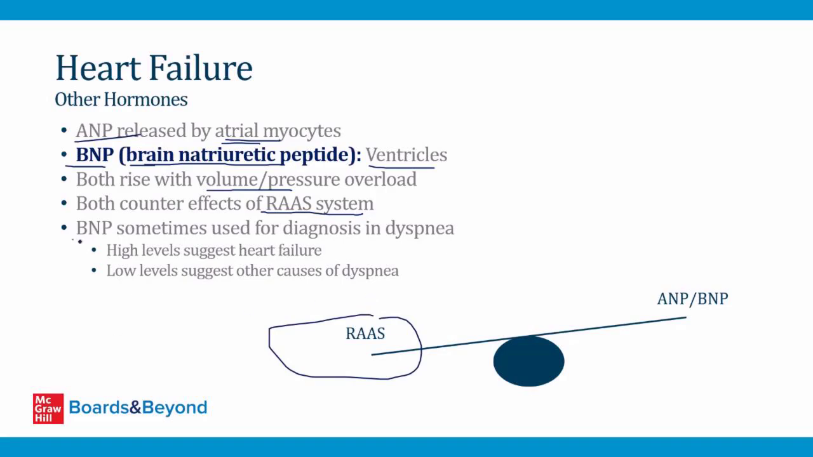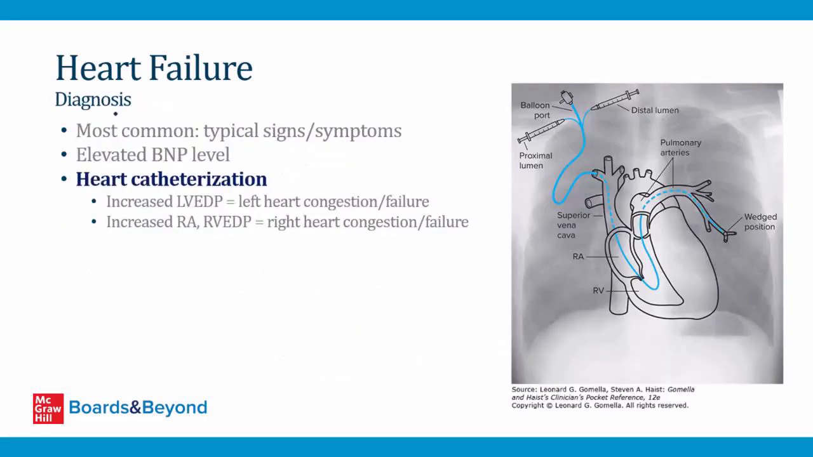And we sometimes measure the BNP level for diagnosis of heart failure in a patient with dyspnea. The patient has dyspnea and you're not sure whether it's caused by lung disease or deconditioning or heart failure. You can measure the BNP level, and if it's high, that suggests heart failure. If it's low, it suggests some other cause. So that's a nice segue into how we make the diagnosis of heart failure.